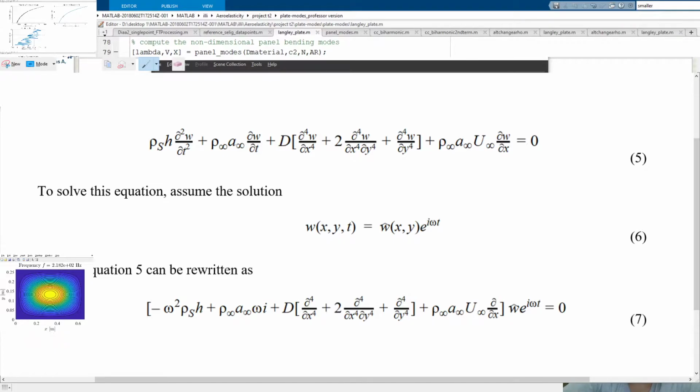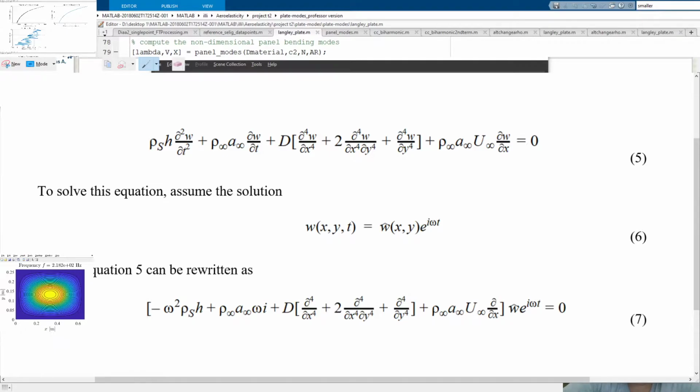Our first step is going to be solving this equation, and then we will use the aerodynamic piston theory to add the aerodynamic pressure effects to solve the whole equation, which is in this form. We will use the assumption of W equal W in x and y times e to the power i omega t, and we'll search for the omega which has a negative imaginary part, because if omega has a negative imaginary part, e to the power i omega t will diverge, and this is our flutter speed.